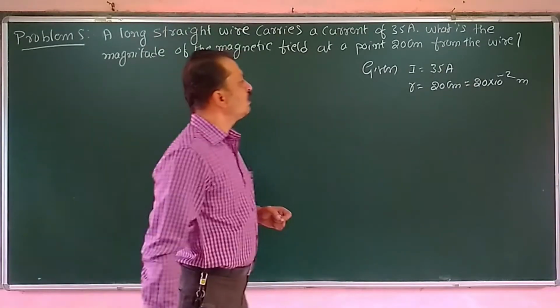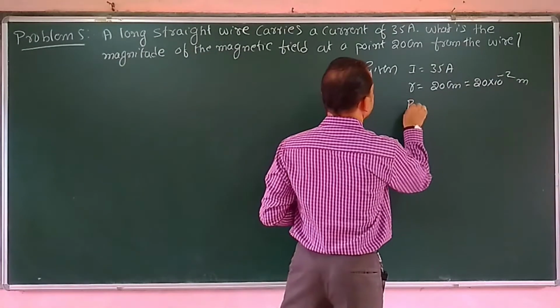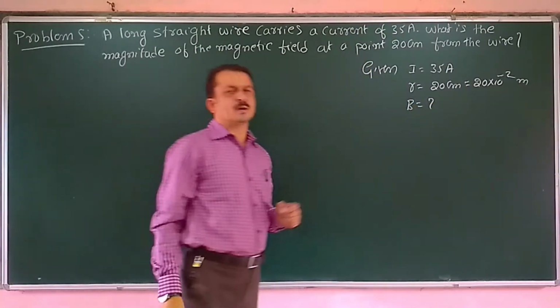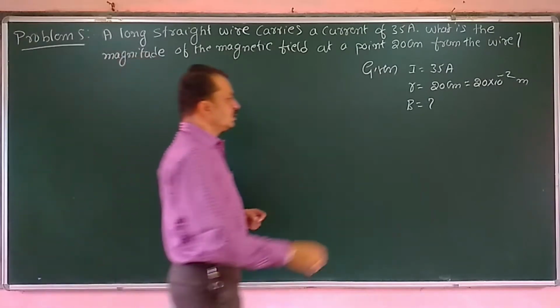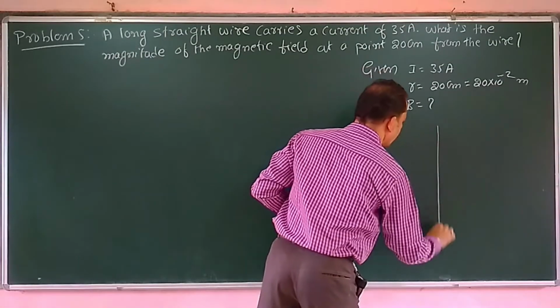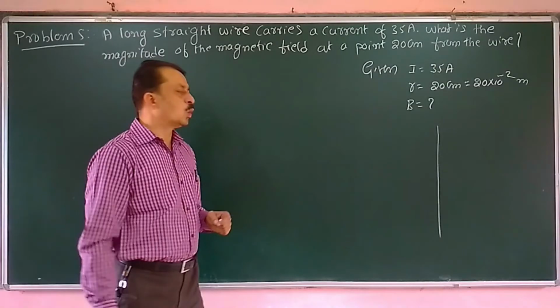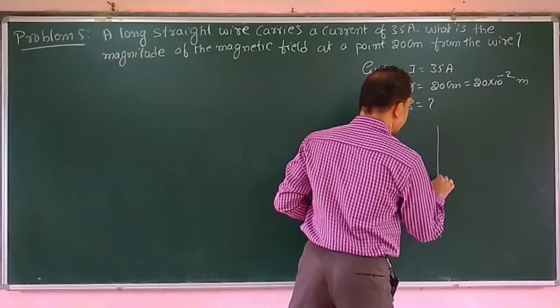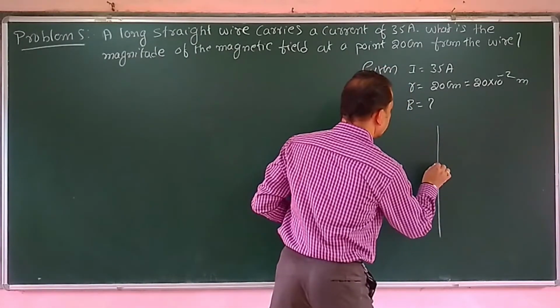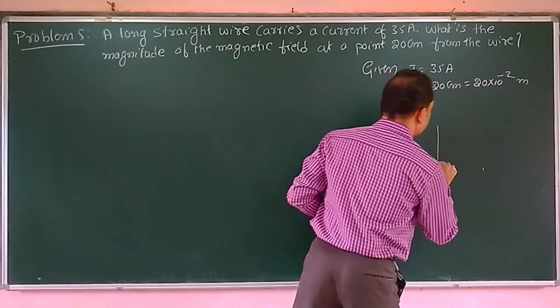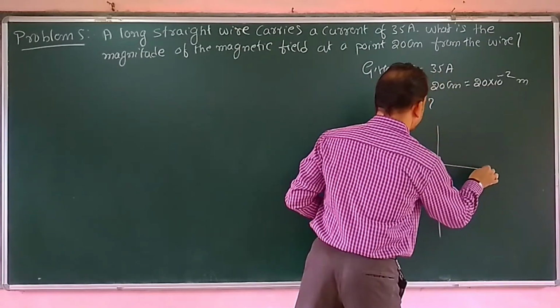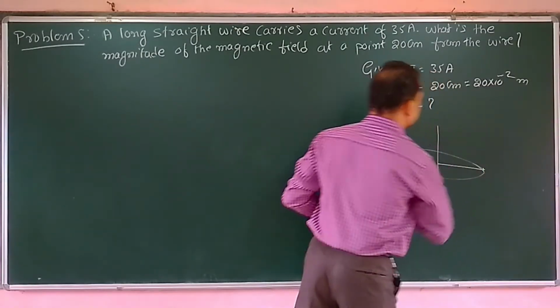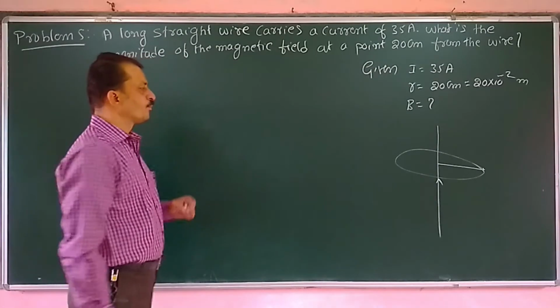We have to calculate simply the magnitude of the magnetic field at that particular point. We are already familiar with this diagram. We have a long, infinitely long wire carrying a current in a particular direction. Then we have to calculate at this point the magnetic field, for which we have derived the relation.